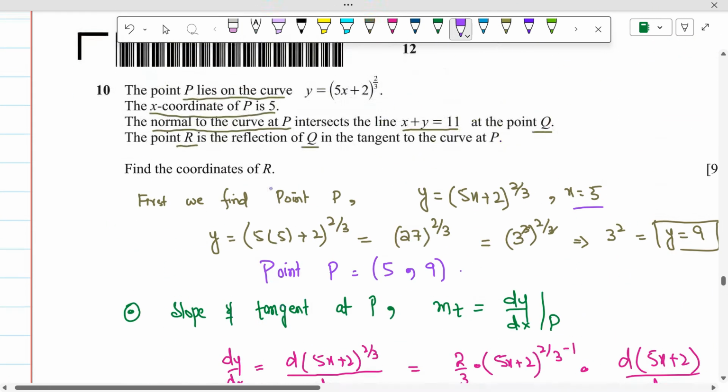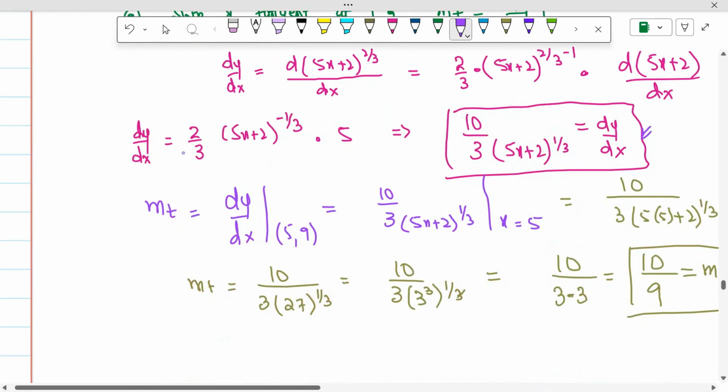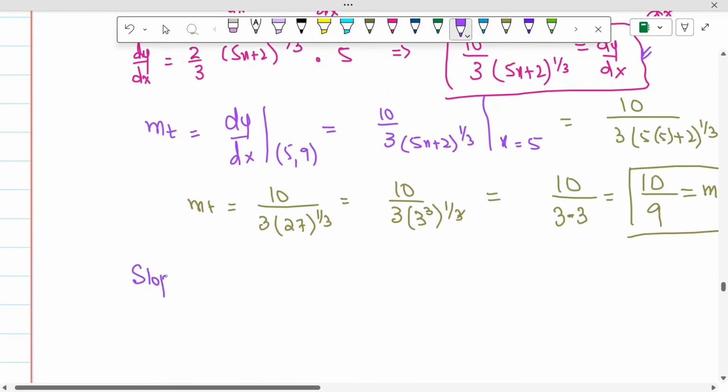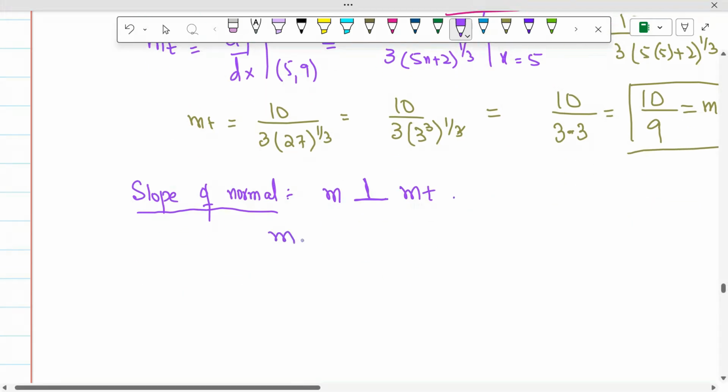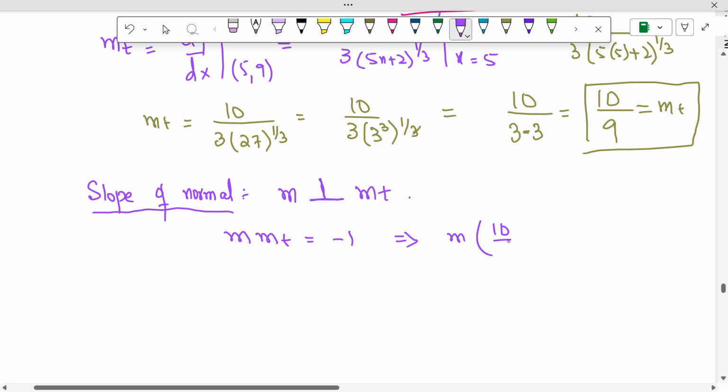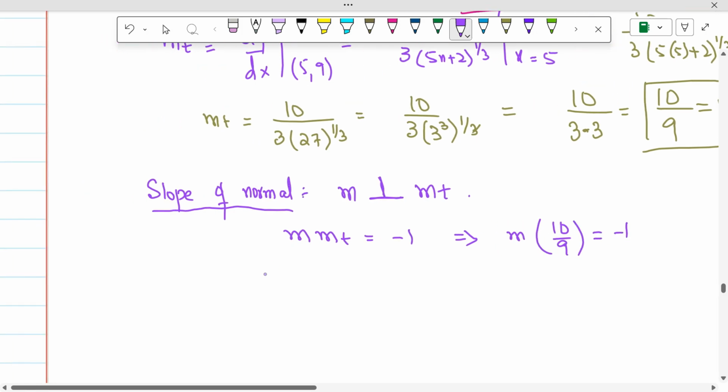Now the slope of the tangent is perpendicular to the slope of the normal. So the slope of the normal, which is m, is perpendicular to the slope of the tangent. So m times mt is equal to negative 1, and we know that the slope of the tangent is 10 over 9, and this is equal to negative 1. So the slope of the normal is equal to negative 9 over 10.